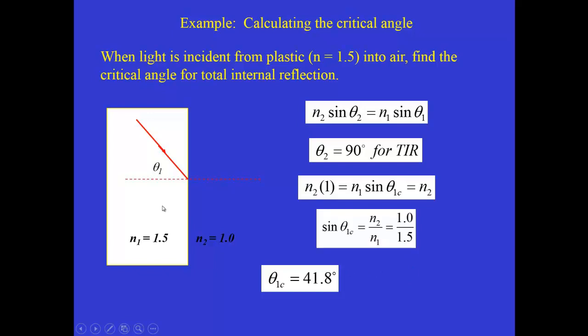So what does that mean physically? It means if the angle theta 1 is less than 41.8, some of the light will get reflected and some of it will get transmitted. But when it equals 41.8 or is any greater than 41.8, all of the light will simply be reflected and none of it will be transmitted.